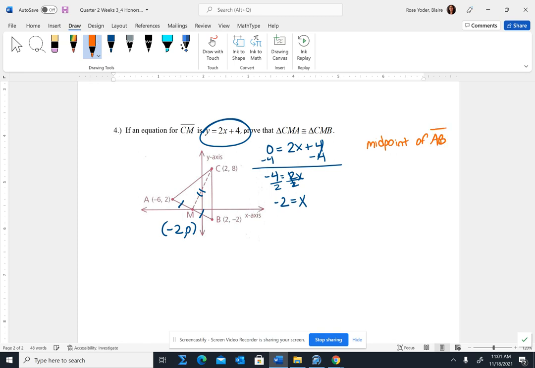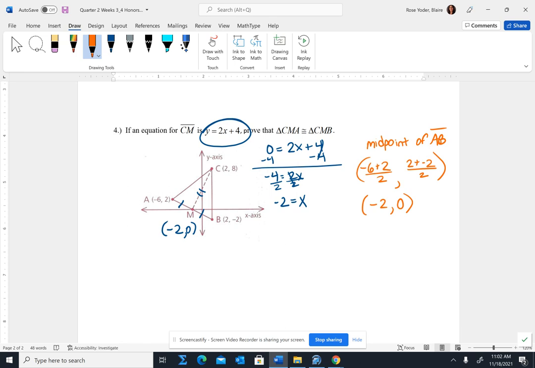So remember, for a midpoint, I can just average the x's and then average the y's. -6 plus 2 is -4 divided by 2 is -2. 2 plus -2 is 0. 0 divided by anything is 0. And it is. So I am right that AM is congruent to MB. So we need something else because right now we have side, side. I could try to show that AC and BC are congruent to each other.